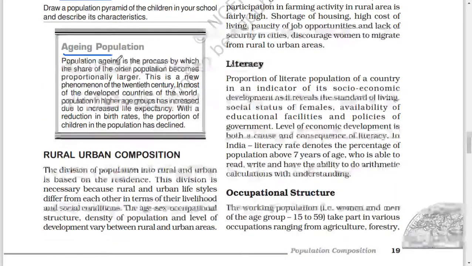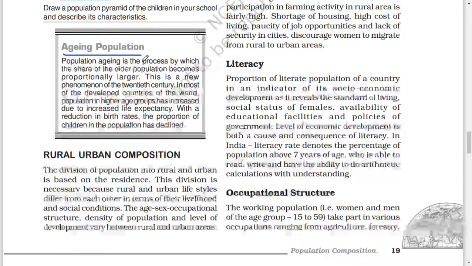Aging population. Population aging is a process by which the share of the older population becomes proportionally larger. This is a new phenomenon of the 20th century. In most of the developed countries of the world, population in higher age groups has increased due to increased life expectancy. With a reduction in birth rates, the proportion of children in the population has declined.